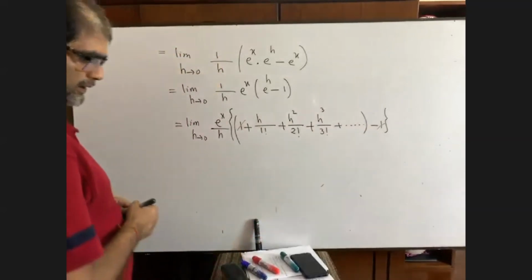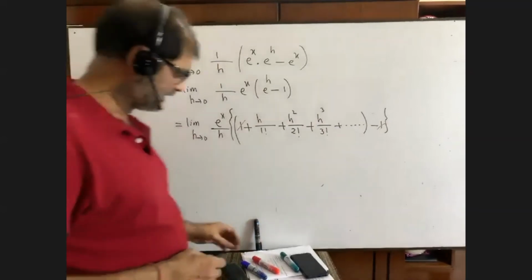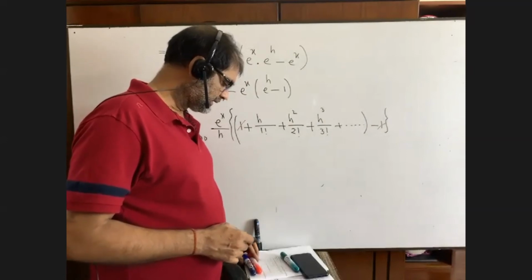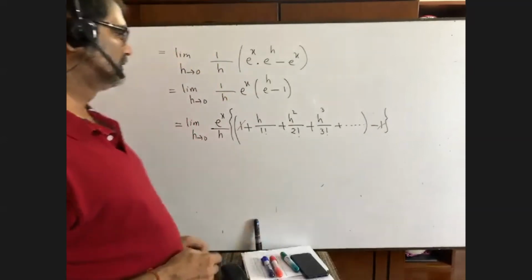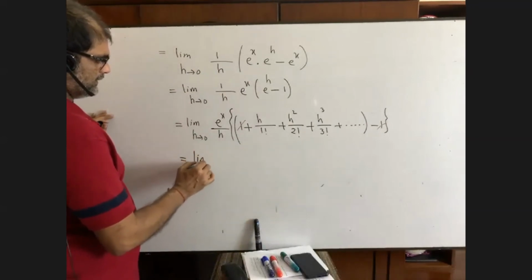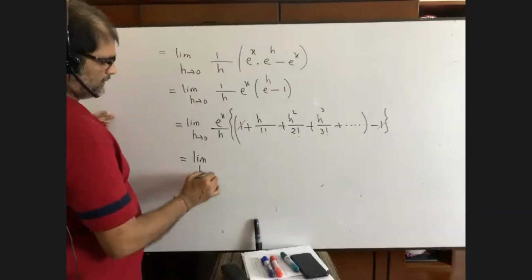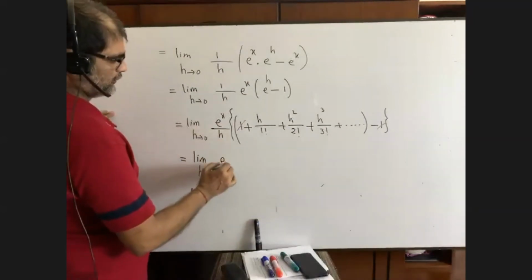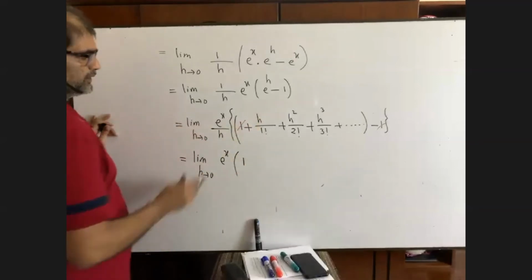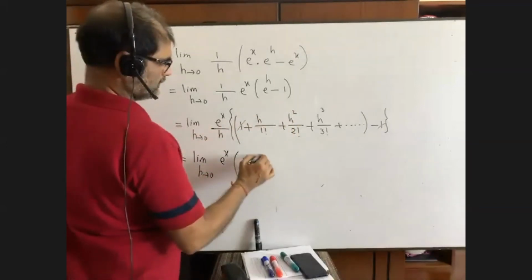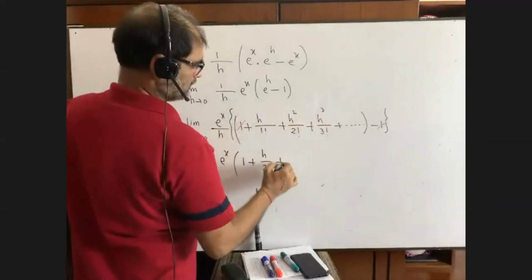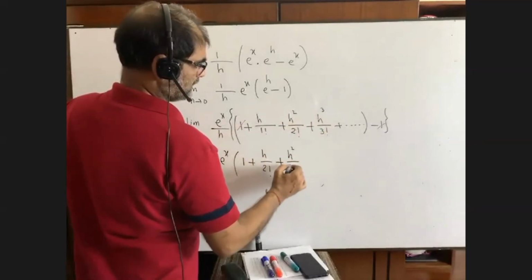Okay. They always have a tendency to write down terms containing higher power of h. Anyway, now we can write down limit. Okay, it is e to the power x. This h will be omitted. 1 h will be omitted. H by 2 factorial. It will be omitted. H square by 3 factorial.